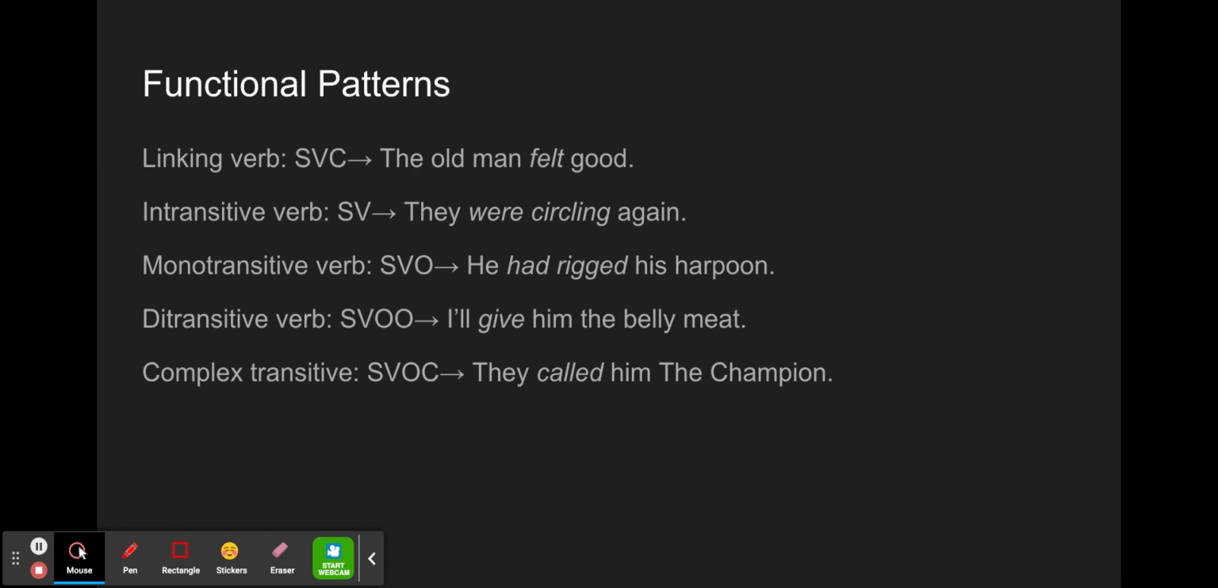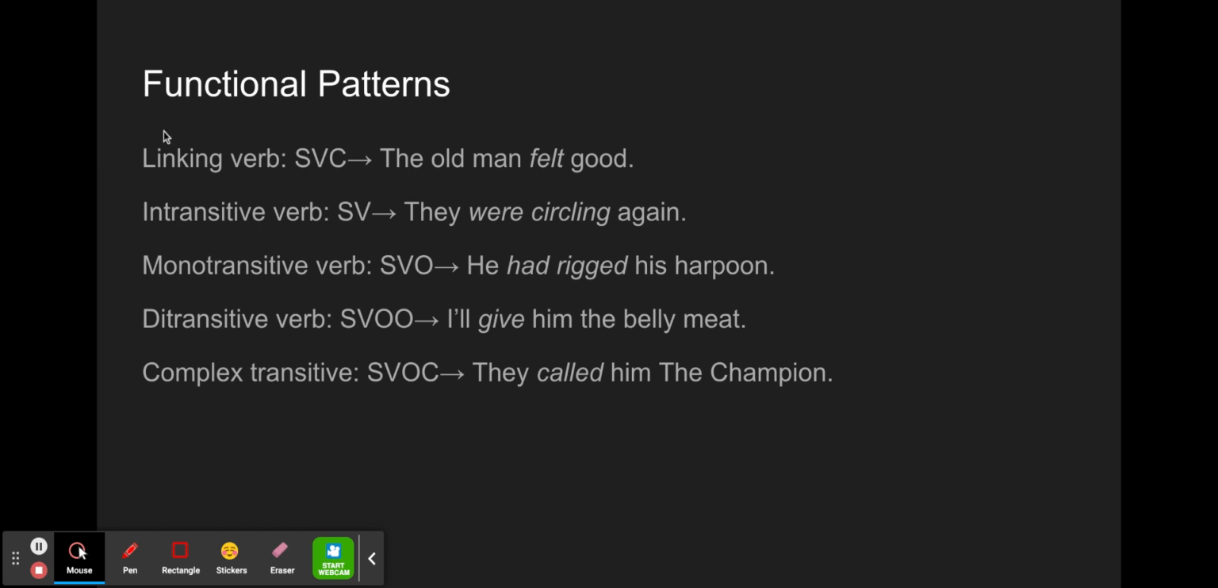Next up, we're going to talk about functional patterns. So first up, we have our linking verb patterns. And these are actually the more simplified versions. This is the subject and the verb, and then the subject complement, and then next is the subject and the verb, the subject verb direct object, subject verb indirect object, direct object. We're just using the O's to simplify, and then complex transitive, subject verb direct object, object complement.